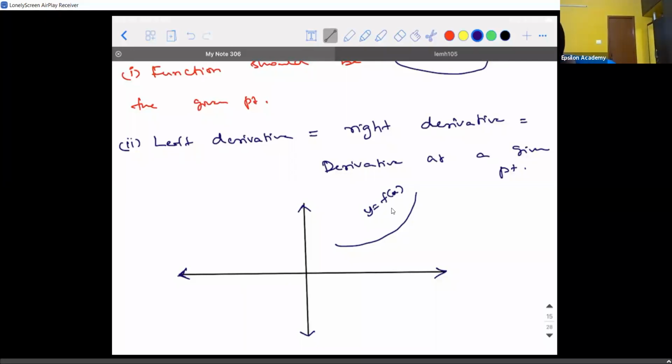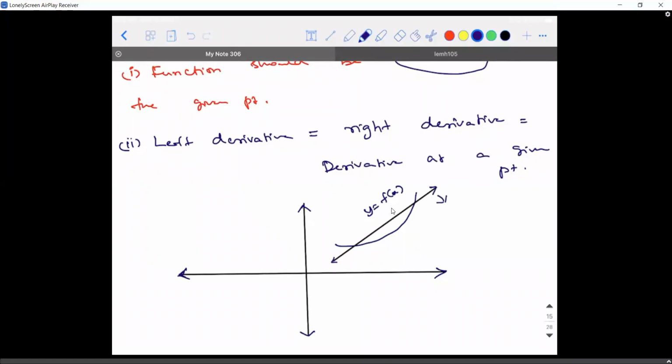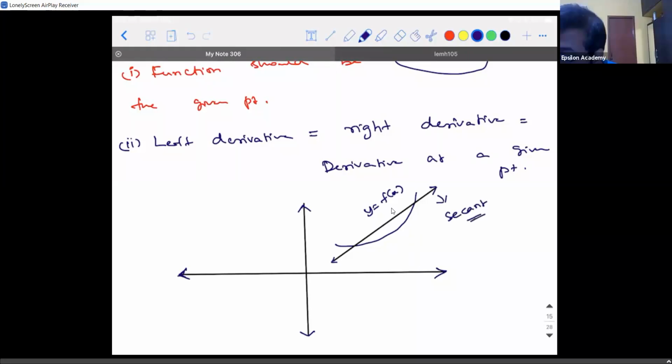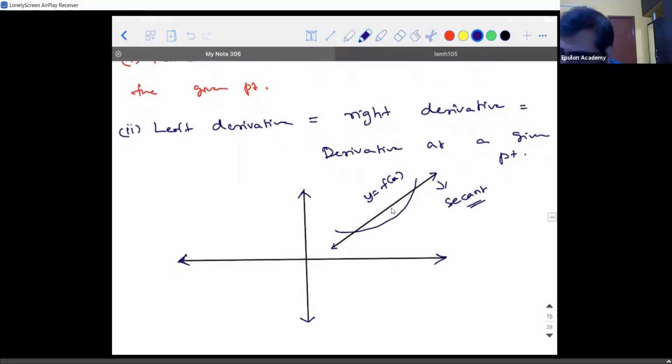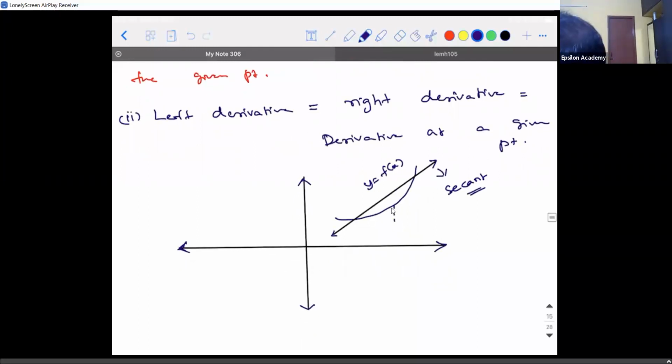Listen to this. If I take a line like this, what is the name of this line, guys? A line which cuts the curve at more than one point is called a secant. Let's say I'm interested in finding the differentiability of the function at x is equal to c here. This is the point I'm concerned about. I've drawn the graph big.